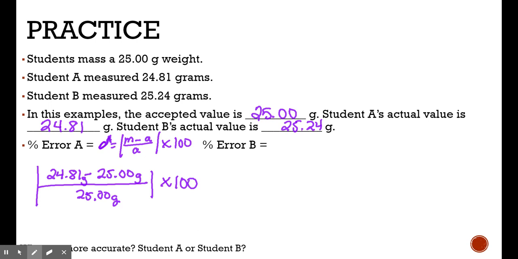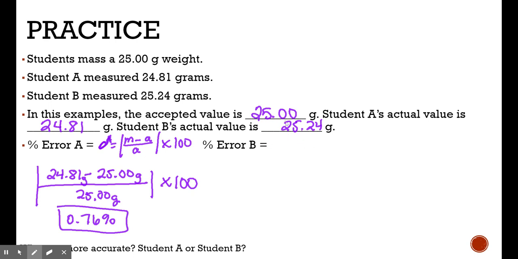When you put that in your calculator, you should get a negative number. So we want the absolute value, so it's going to be a positive number. And when you multiply by 100, you're going to get 0.76%. So that's our percent error for A.